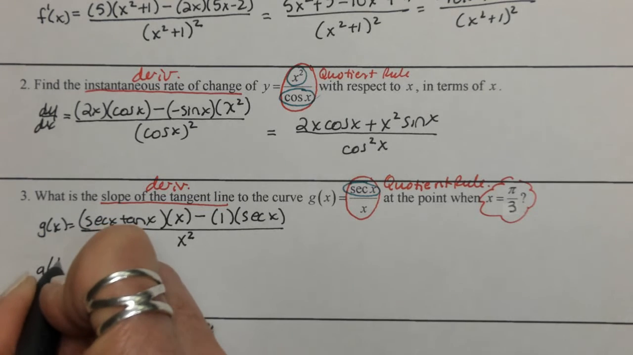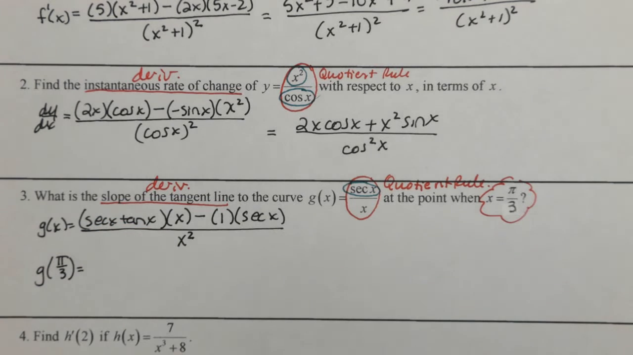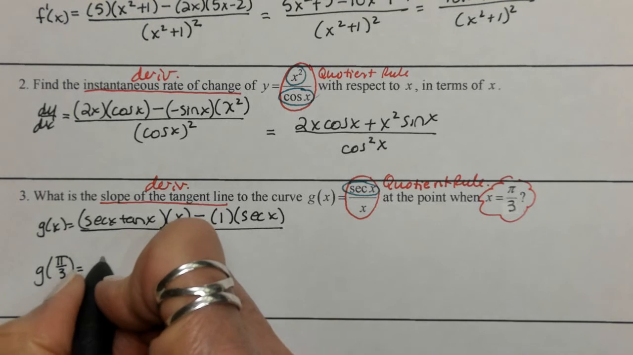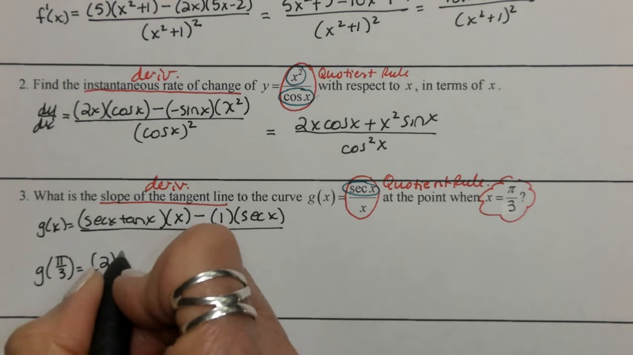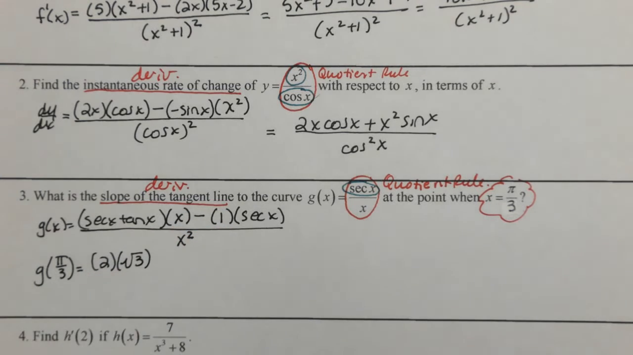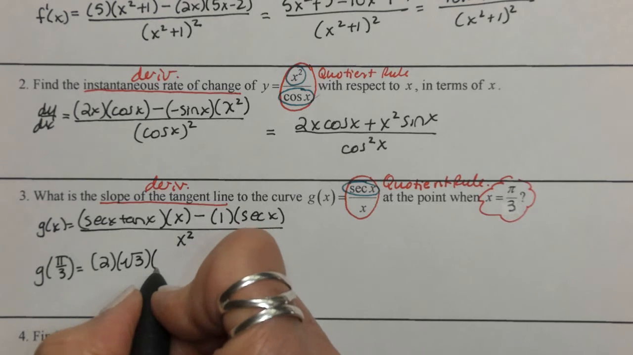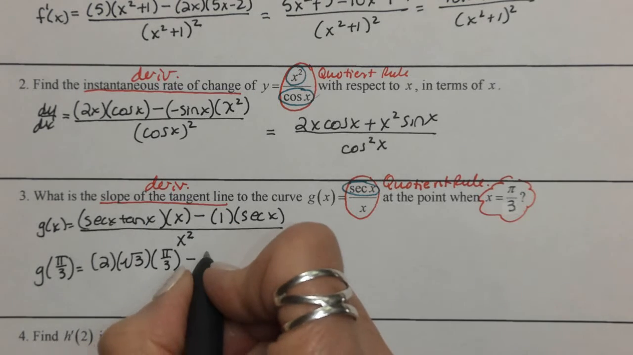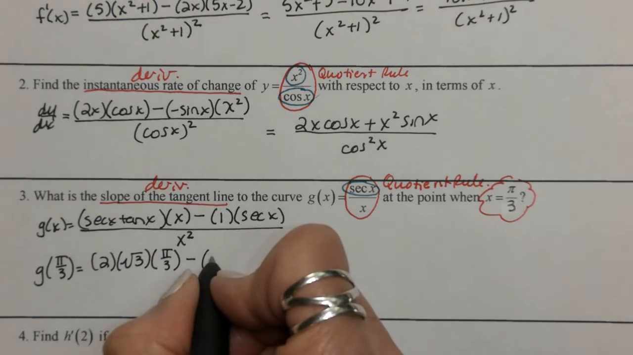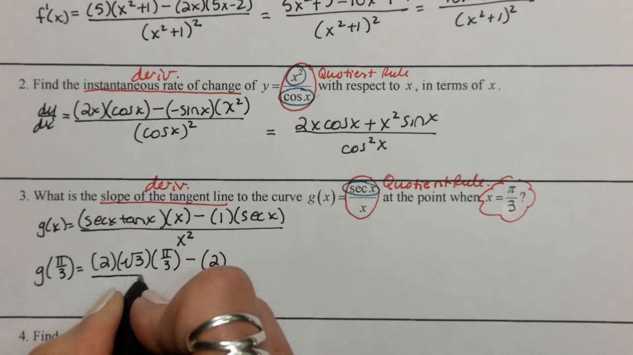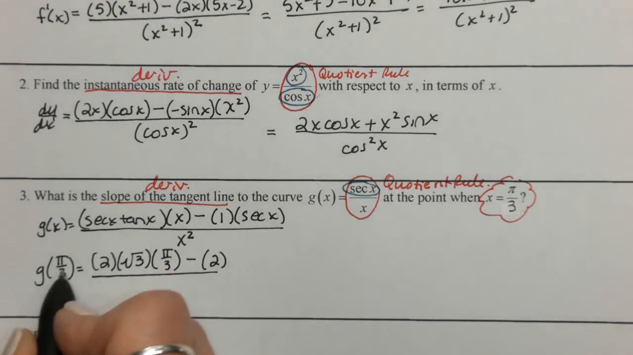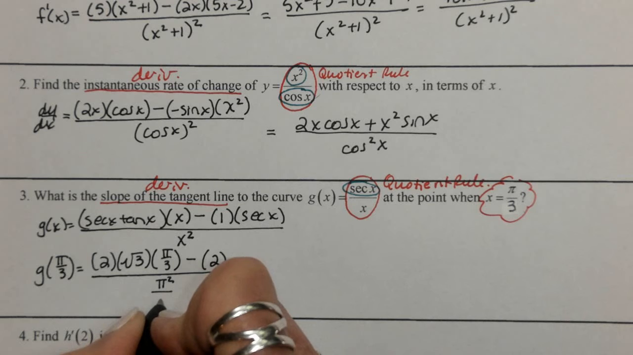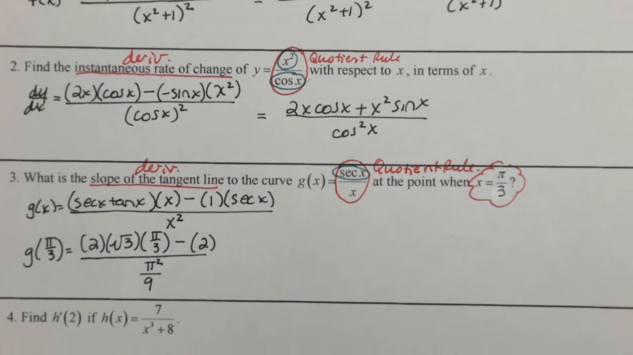Now we're going to put in pi over 3 for x. Okay. Secant of pi over 3 is 2. Tangent of pi over 3 is square root of 3. x is pi over 3, minus secant of pi over 3 is 2. All divided by x squared. Pi over 3 squared is pi squared over 3 squared. That's pi squared over 9.